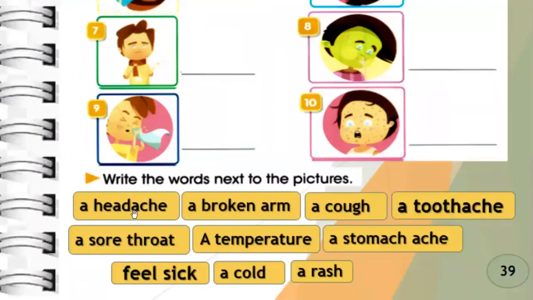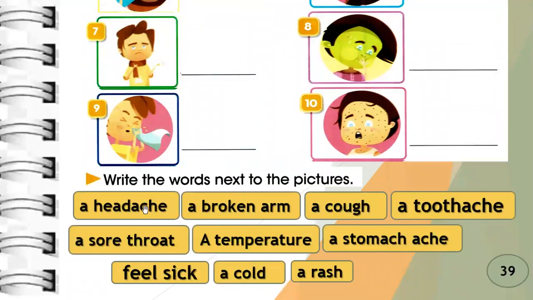Now, a headache. A headache. We will see this word, ache. Ache means pain. And we should pronounce CH as K, not CH. Pronounce CH here as K in headache. A headache means a pain in the head.